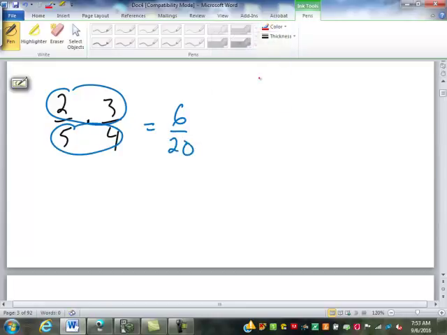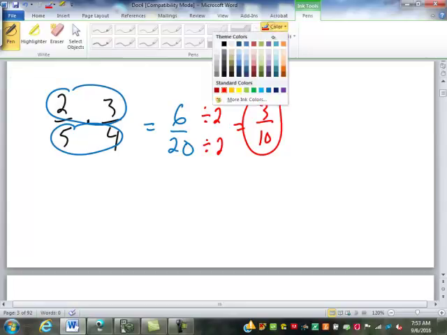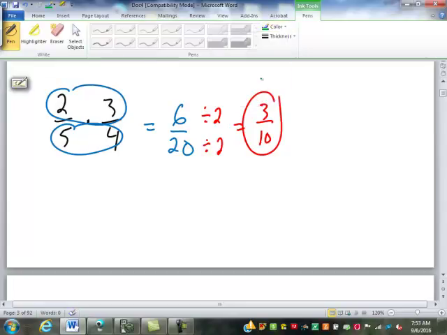Looking at that, what do we see that we can do? We can reduce both of those by what? 2. So 6 divided by 2 is 3. 20 divided by 2 is 10. We get 3/10. Now some of you might be looking at our original problem and asking, well, why didn't he cross cancel, or sometimes called cross multiply? Others might be looking at that right about now wondering what's cross canceling.